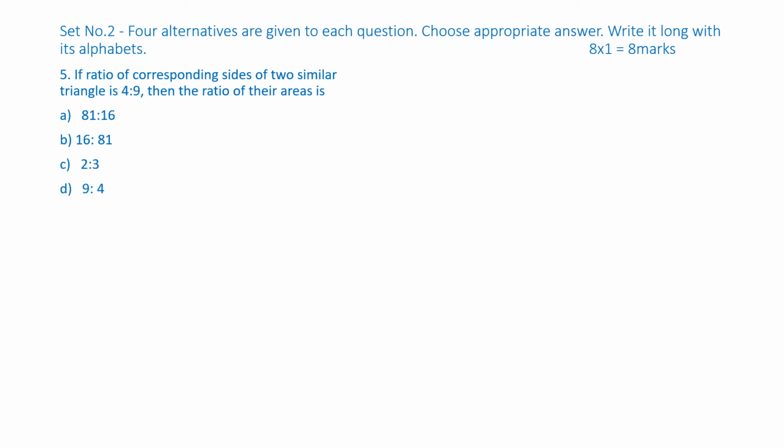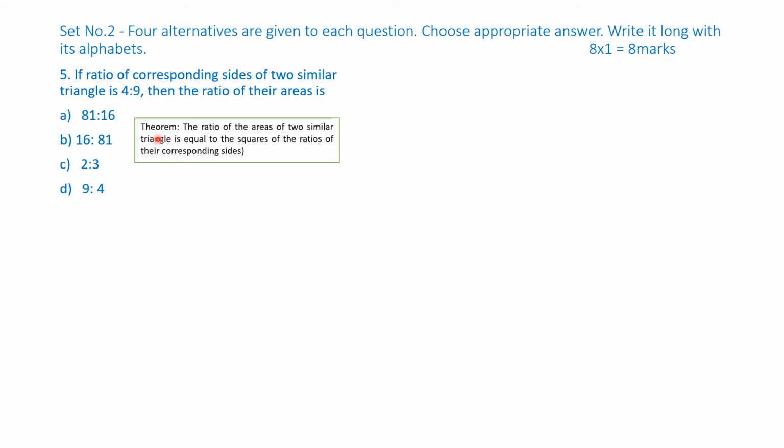Set number 2, question 5. If the ratio of corresponding sides of two similar triangles is 4:9, then the ratio of their areas is: option A, 81 is to 16, 16 is to 81, 2 is to 3, 9 is to 4. So we know the answer. The theorem behind this question is the ratio of areas of two similar triangles is equal to the squares of the ratios of their corresponding sides.